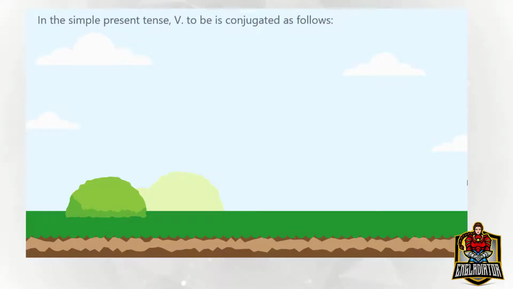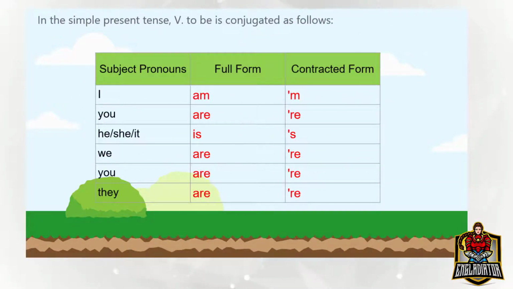In the simple present tense, verb to be is conjugated as follows. If we take a look over this table, we can find that we have 2 forms of the verb to be. We can write it in a full form or a contracted or a short form. Like I am, you are, he or she or it is, we are, and they are.